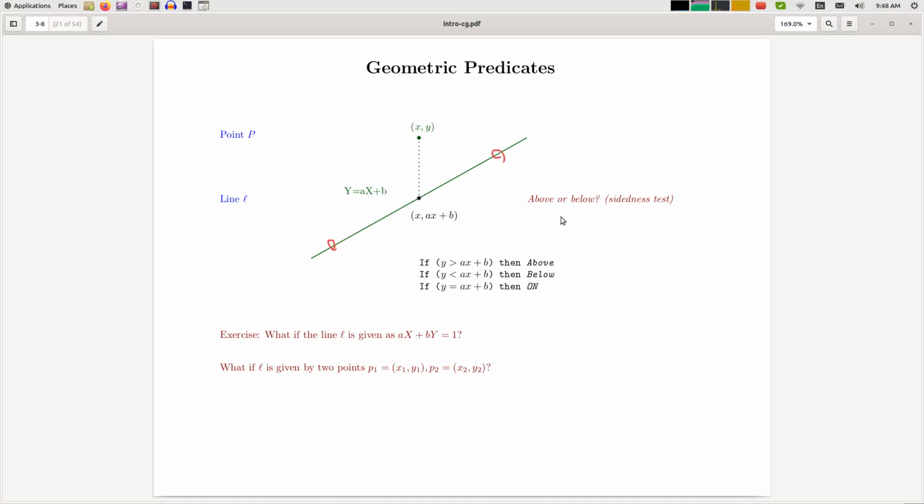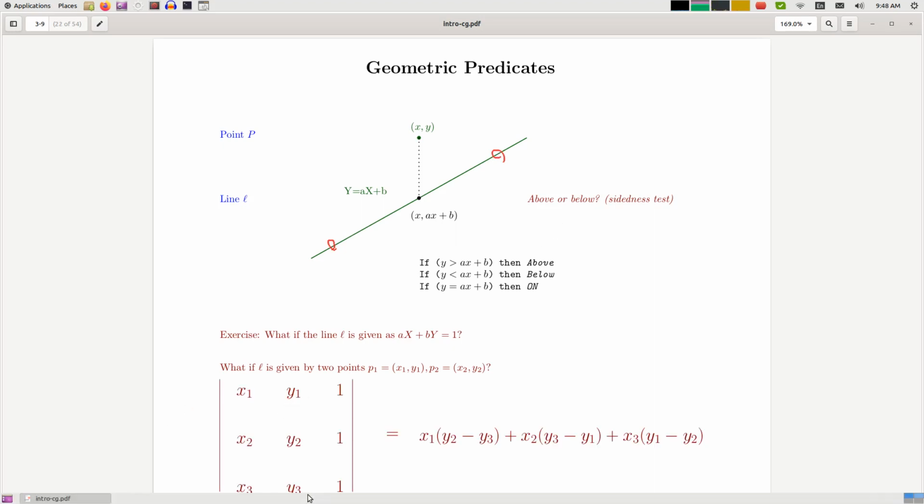If you look this up on the internet, you can get a formula like this, which is the determinant of this matrix. You can look at the sign of this determinant, and depending on it, you can know whether this is above or below. But it's actually not necessarily true. What this actually gives you is a sidedness test.